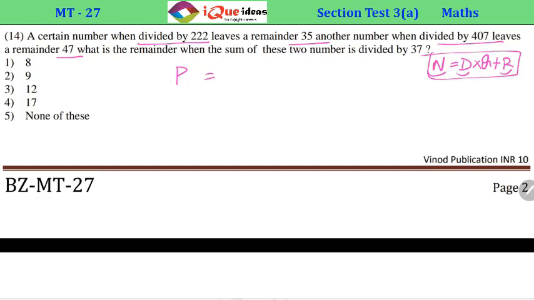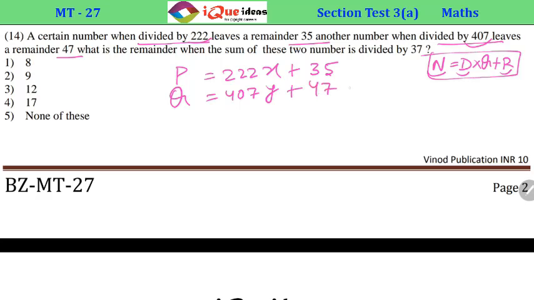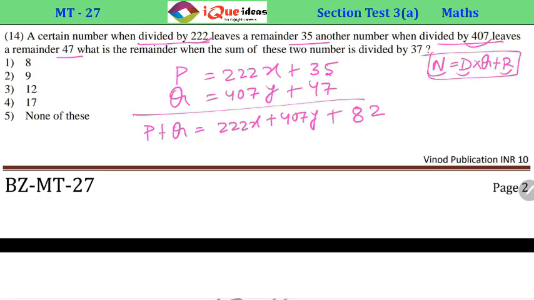Here let's say our first number is p, divided by 222. So the divisor is 222. Let's say x is the quotient and the remainder is 35. The second number, let's say it is q, and the divisor is 407. Suppose the quotient is y and the remainder is 47. Now what about p plus q? P plus q will be equal to 222x plus 407y plus 35 plus 47, that is 82. Now look at this closely.